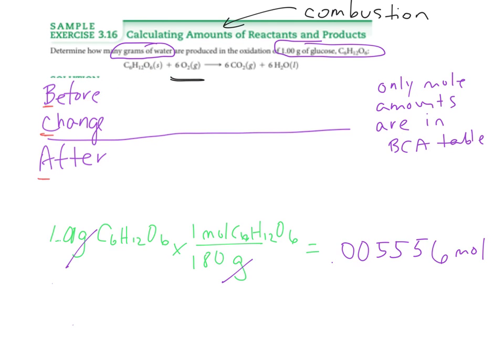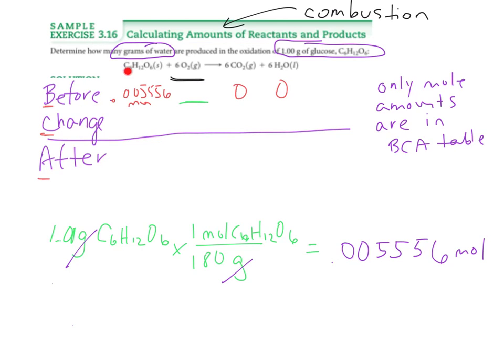Before the reaction starts, I have, let's do it in red, 0.0055556 moles of glucose. That's before the reaction starts. Before the reaction starts, I have 0 moles of carbon dioxide, and I have 0 moles of water because they haven't reacted yet.